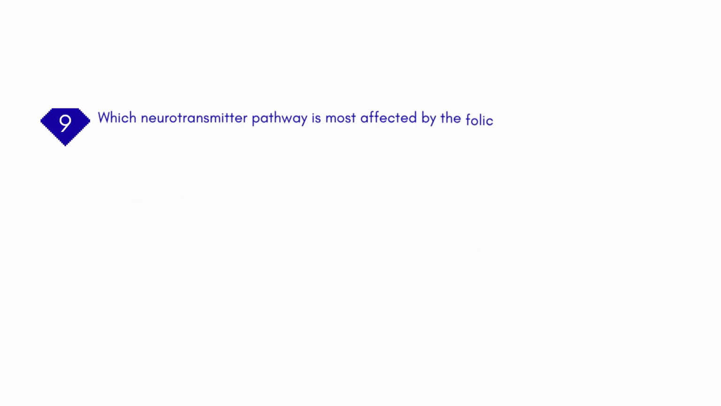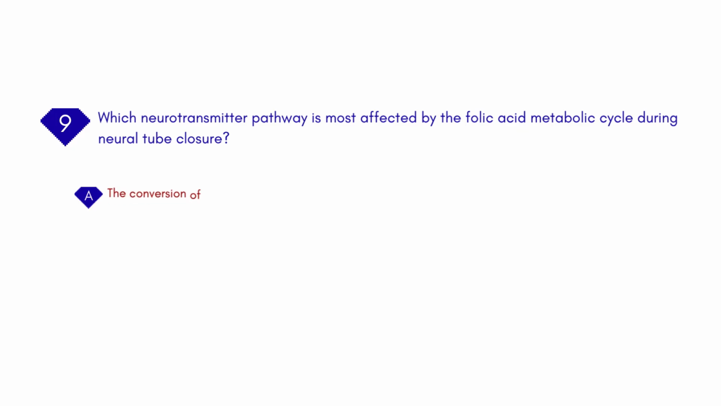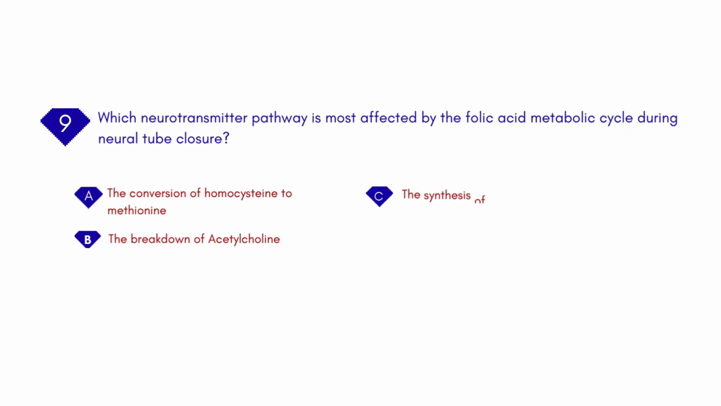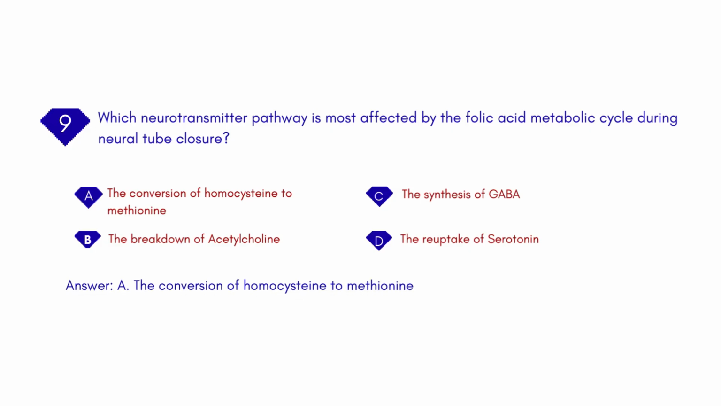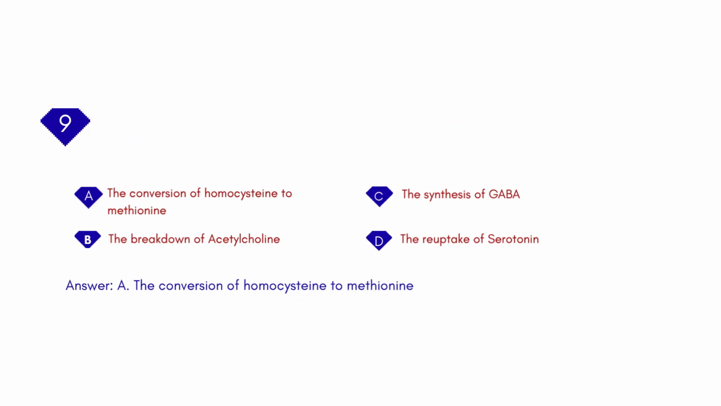Which neurotransmitter pathway is most affected by the folic acid metabolic cycle during neural tube closure? A. The conversion of homocysteine to methionine. B. The breakdown of acetylcholine. C. The synthesis of GABA. D. The reuptake of serotonin. Answer: A. The conversion of homocysteine to methionine.